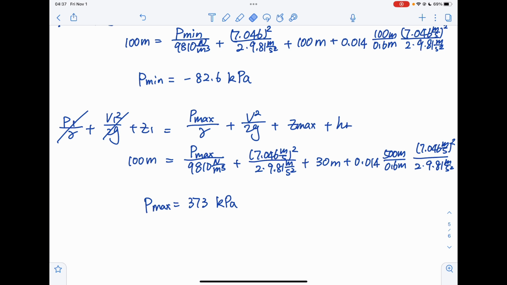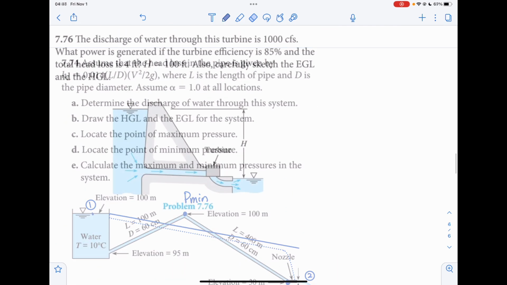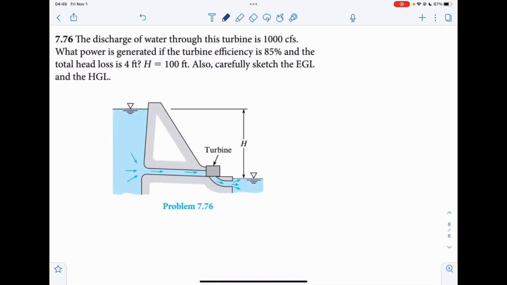So this is the solution for problem 7.74. Now we look at problem 7.76. The discharge in the problem is given, which is equal to 1,000 cubic feet per second. The power is generated with an efficiency of 85%. The total head losses is 4 feet, and the height difference h is 100 feet.